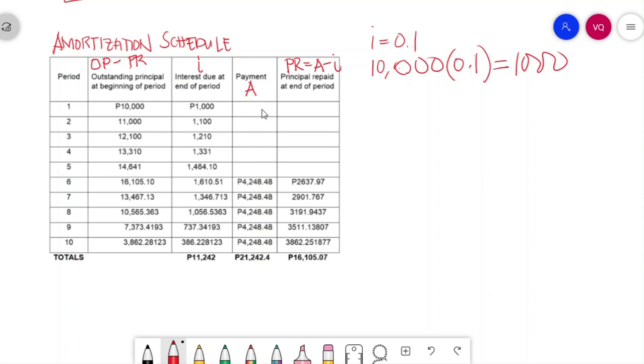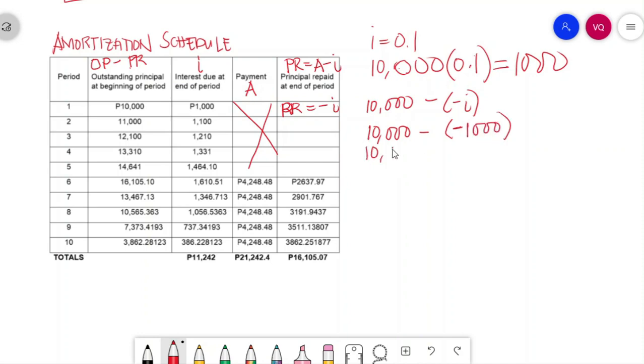So, since wala tayong annual payment dito, our PR here will be equal to negative I. And then, the value of the next outstanding principal will be equal to 10,000 minus PR, which is negative I. So that is equal to 10,000 minus negative 1,000. So that is equal to 10,000 plus 1,000, so equal to 11,000. So kaya naging 11,000 to.